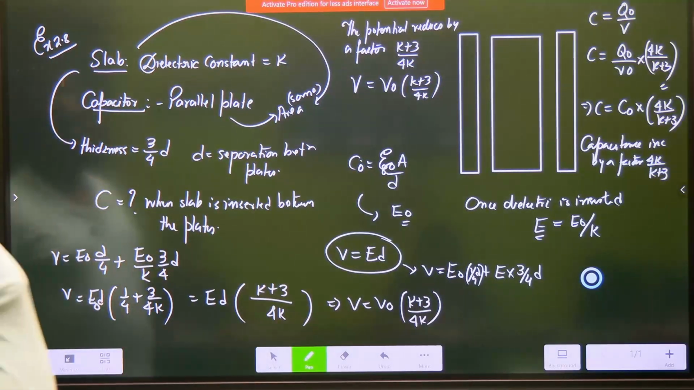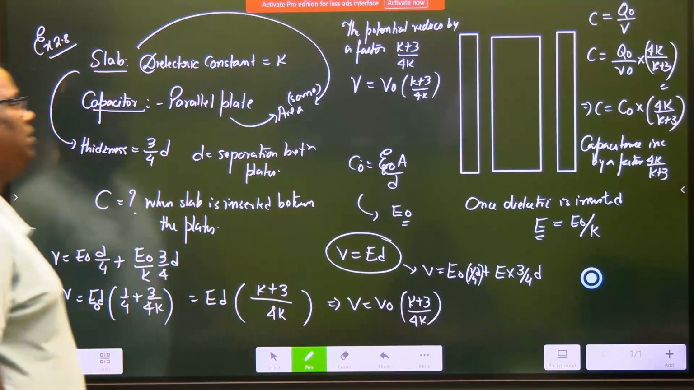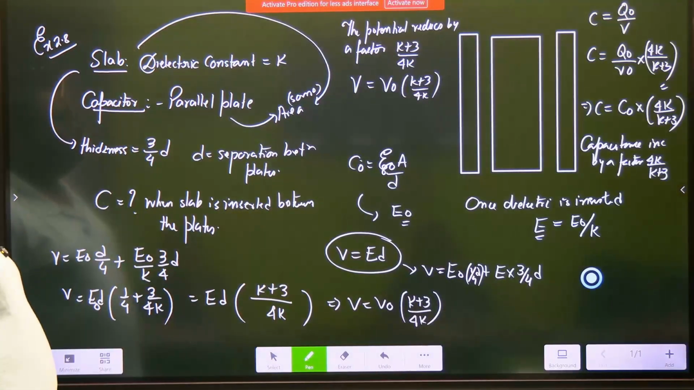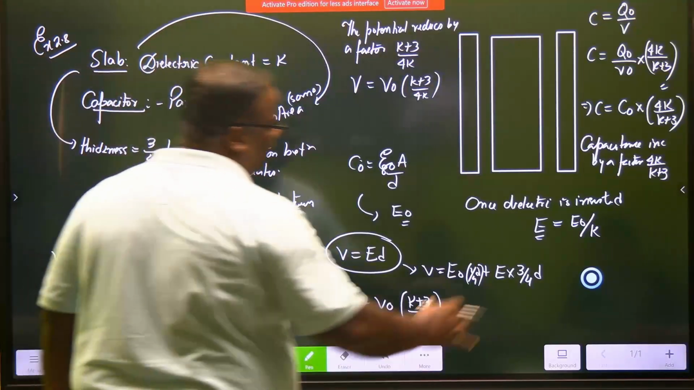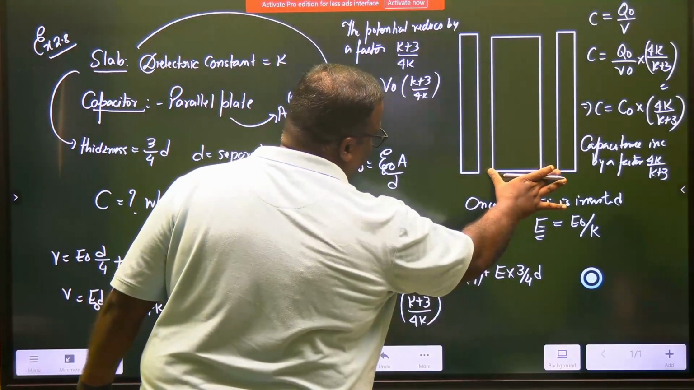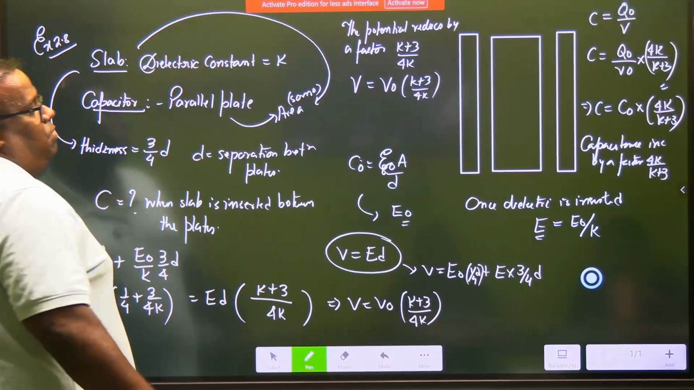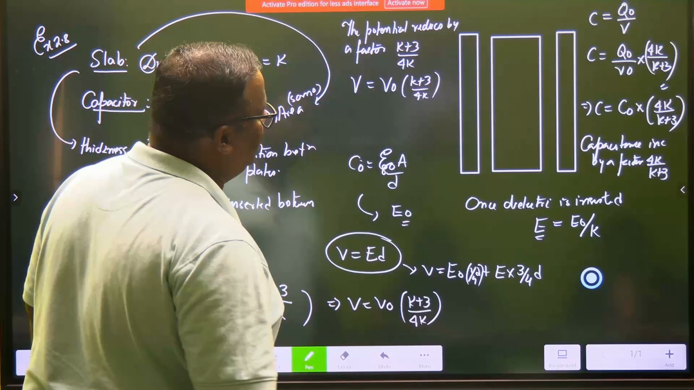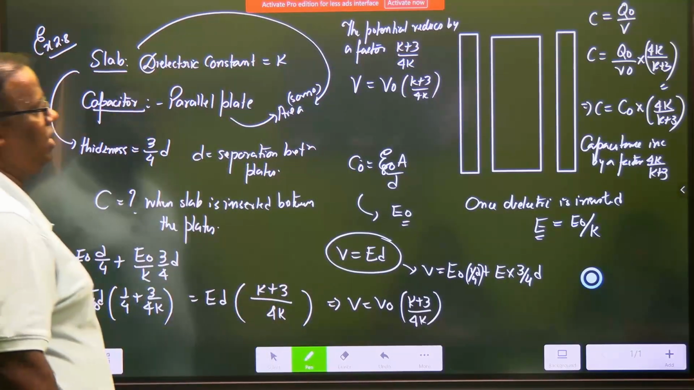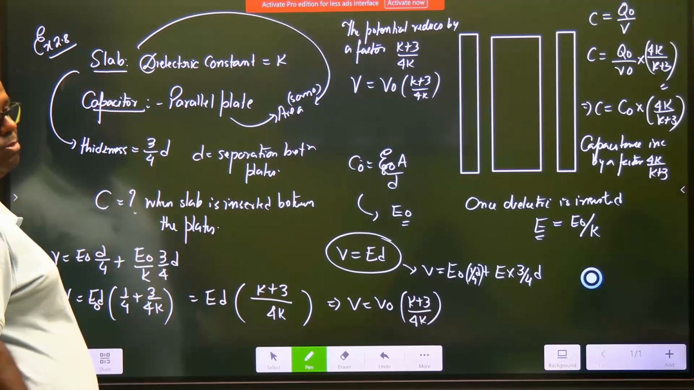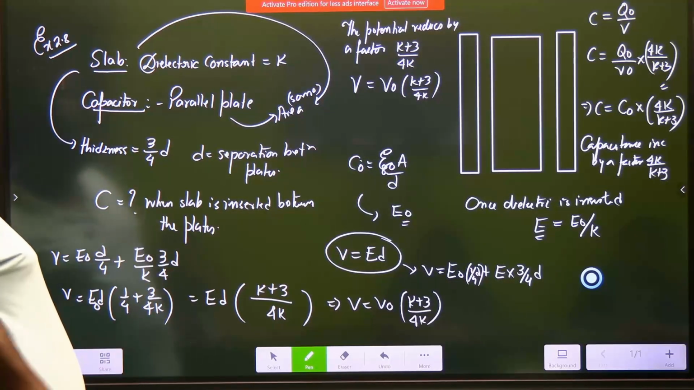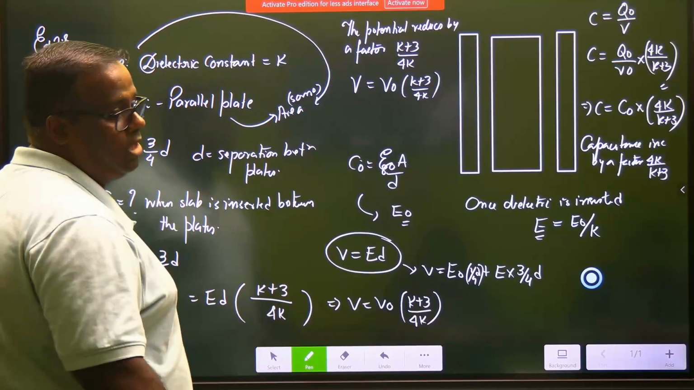So what was the problem all about? The problem was that we had a parallel plate capacitor where a dielectric slab of a certain thickness, which is equal to 3/4 of the space in between, is being inserted. The area of the dielectric slab is the same as that of the capacitor plate. So they're asking, what is the change that you expect in the capacitance of the capacitor?